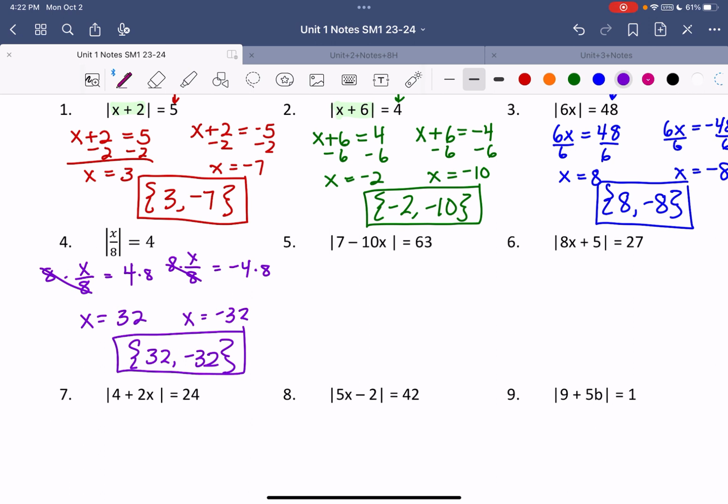Sometimes there's multiple things inside, but we don't change anything from inside. The only thing that changes signs is that outside number. So we'll subtract 7 from both sides. -10x is equal to 56. Divide by -10. It's okay to have fractions.